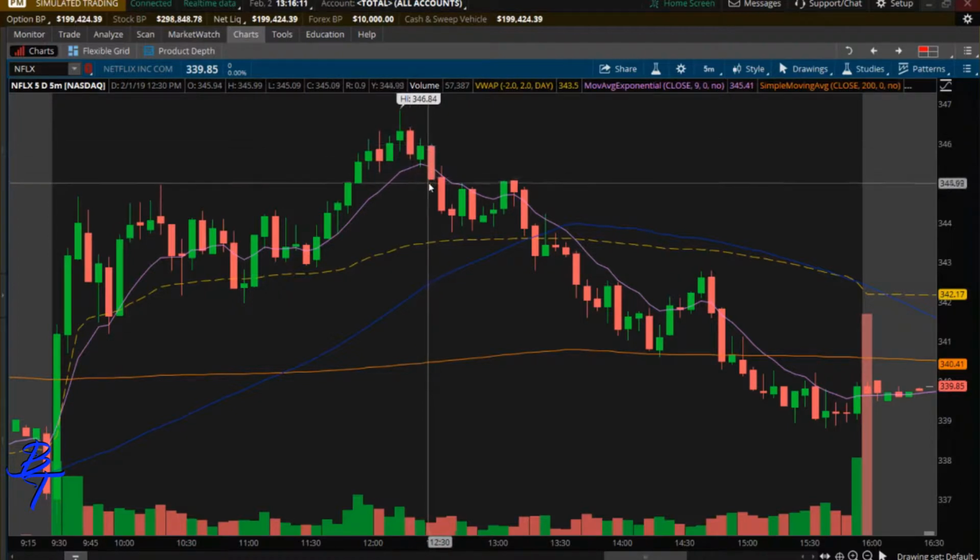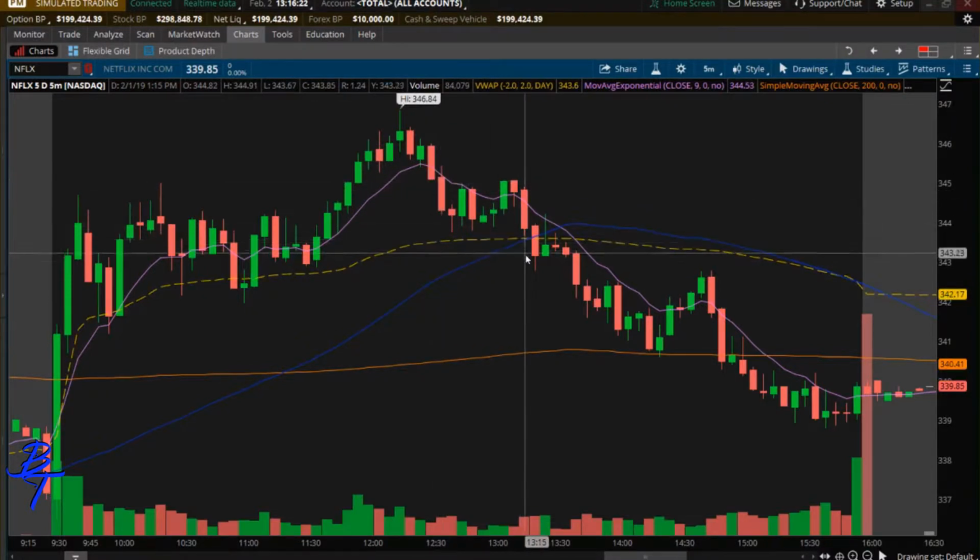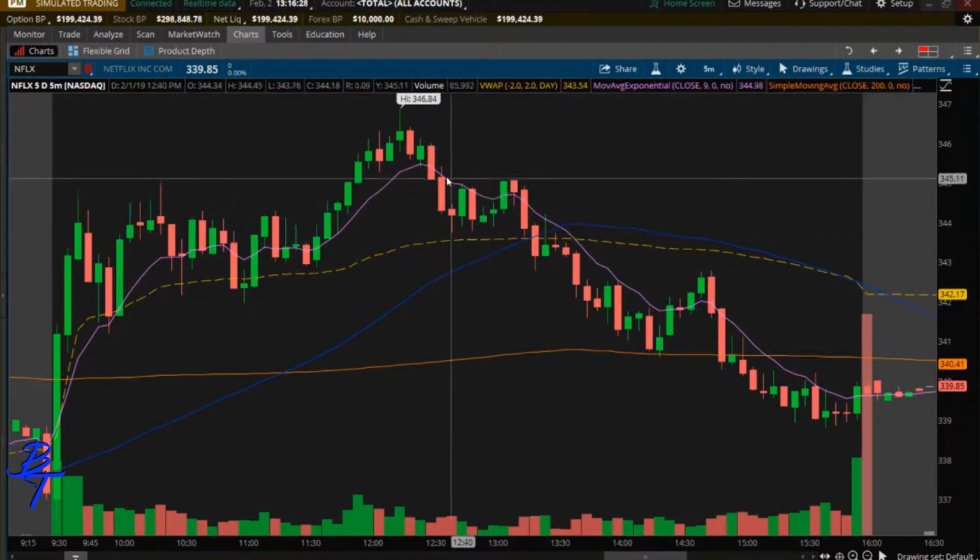Some of them don't have a wick on one side. It may not be at the bottom. It may not be at the top. They may be short. They may be longer wicks, depending on what the stock did within that 5-minute range.